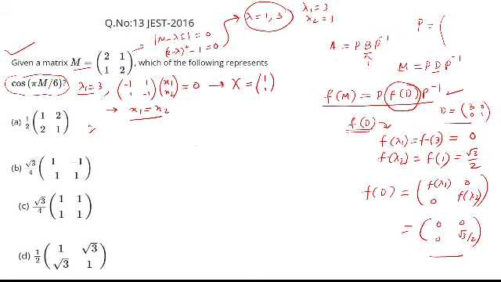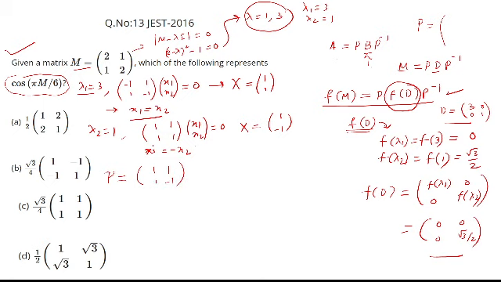Similarly for lambda 2 equals 1, it gives 1 1 1 1, times x1 x2, equals 0 0. So x1 equals minus x2, so we can say that x is 1 minus 1. So we can write the P matrix: P matrix will be 1 1 1 minus 1. So this is the P matrix.